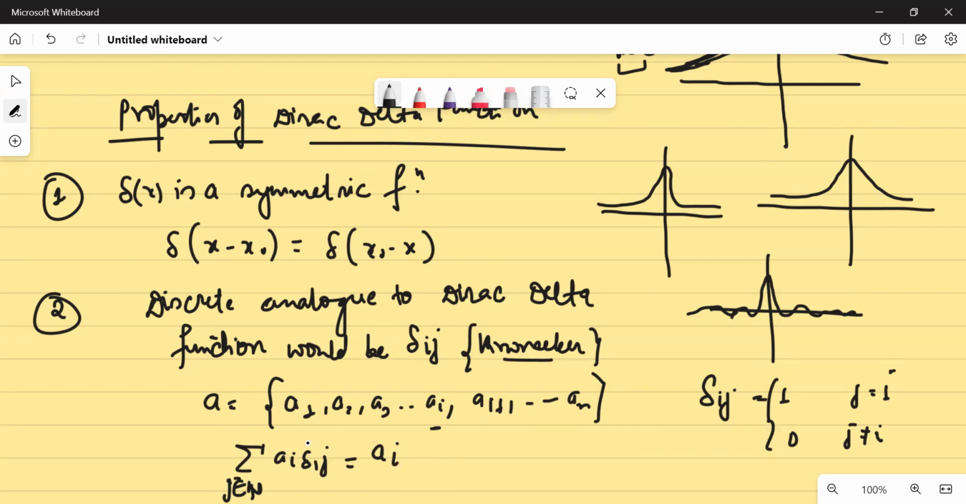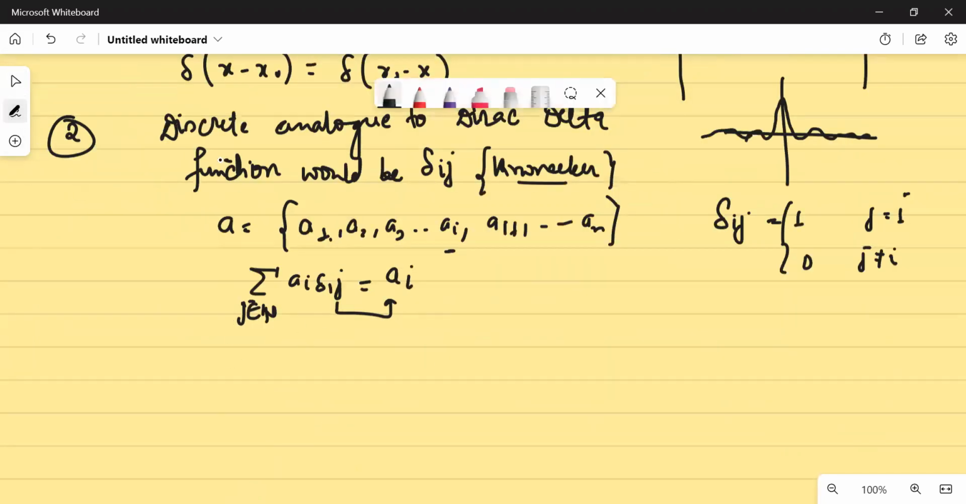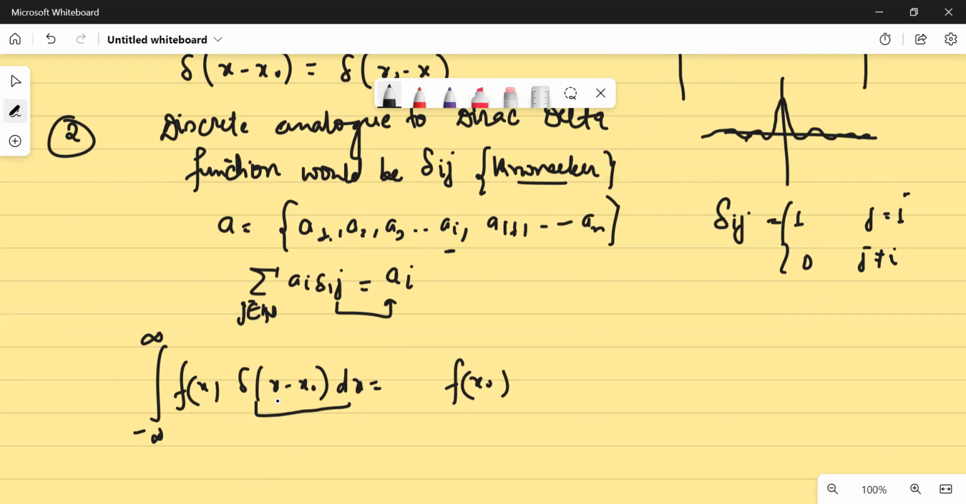So basically, if I have multiplied this entire thing with this, and I have summed all these quantities with j belonging to n, I have filtered out AI from this particular sequence of numbers. A similar property is found in the Dirac delta function, which you can see is a continuous analog to the Kronecker delta, where if I have to filter out my function at a point, then I will simply say this is equal to f of x naught. Why is this f of x naught? You can clearly see that Dirac of x minus x naught would only exist if x is equal to x naught. Because if x is not equal to x naught, this would become 0.